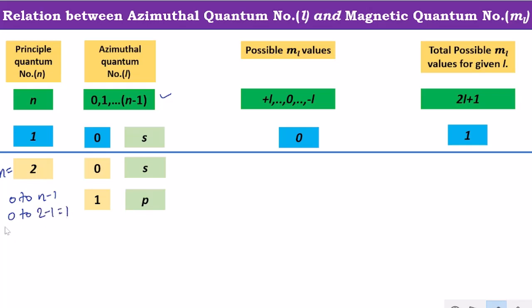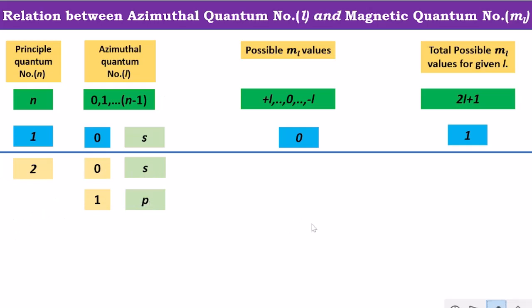It gives value 1. So only two values are possible. One is 0 and the second one is 1. So these two values I have written here, 0 and 1. As we know, the 0 azimuthal quantum number represents the s subshell and the 1 azimuthal quantum number represents the p subshell.